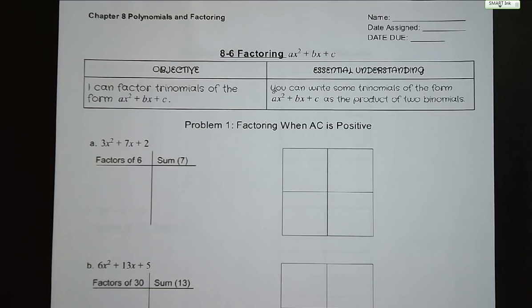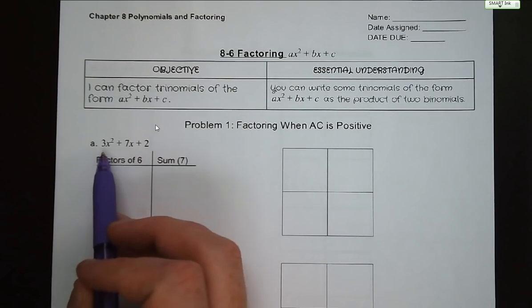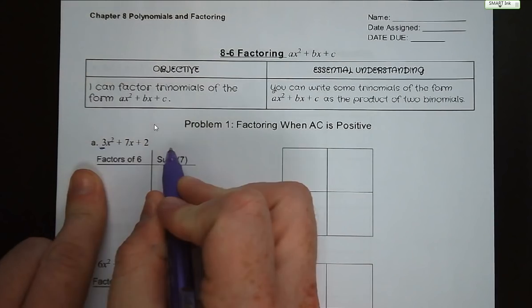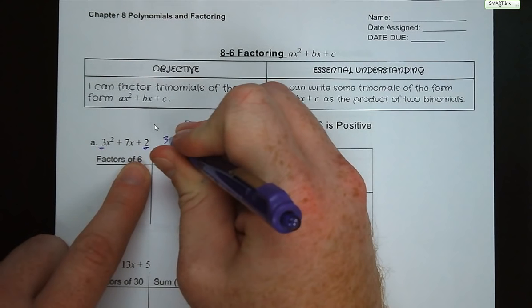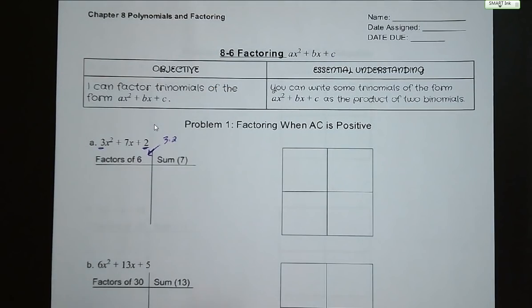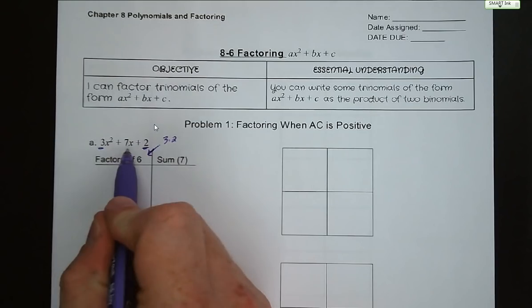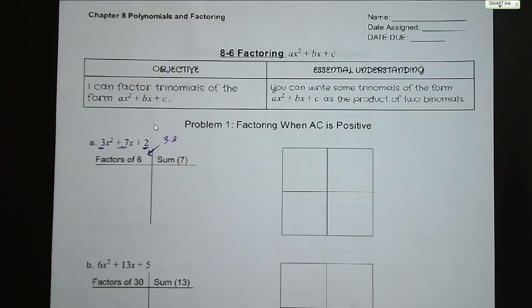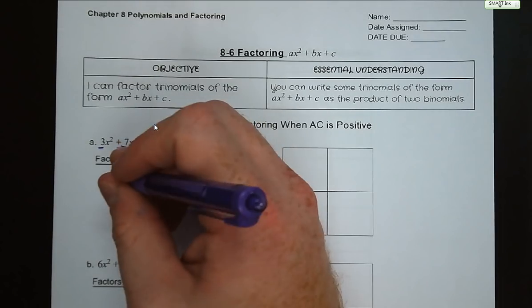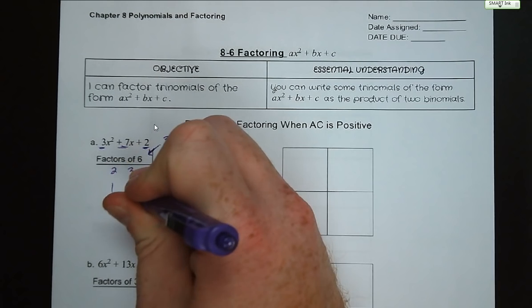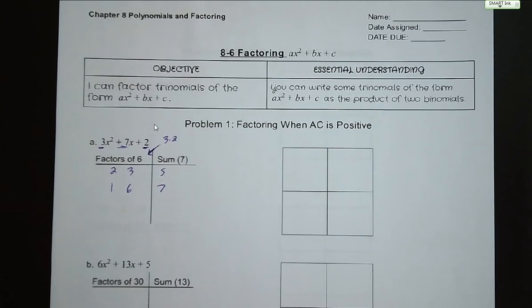The first one that I have is 3x squared plus 7x plus 2. Now the first step to dealing with these is we need to find the product of our a term and our c term. So 3 times 2 is 6, and that is the product that we are looking for. Our sum still comes from our middle term, which is 7. So we're looking for factors of 6 that add up to 7. Well, we've got 2 and 3, that adds up to 5. We have 1 and 6, that adds up to 7. So our two factors are going to be 1 and 6.